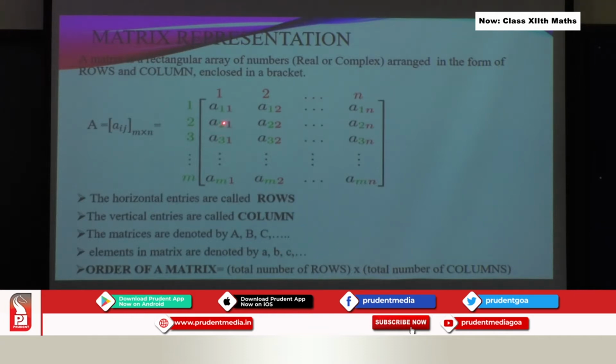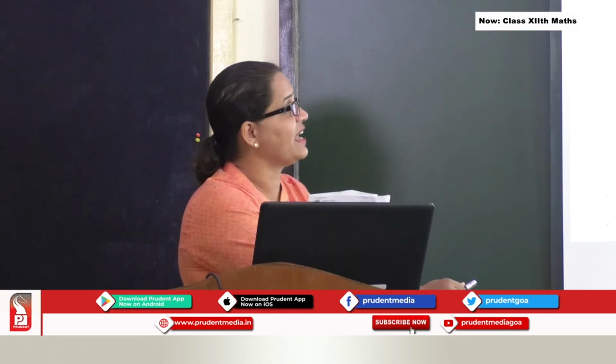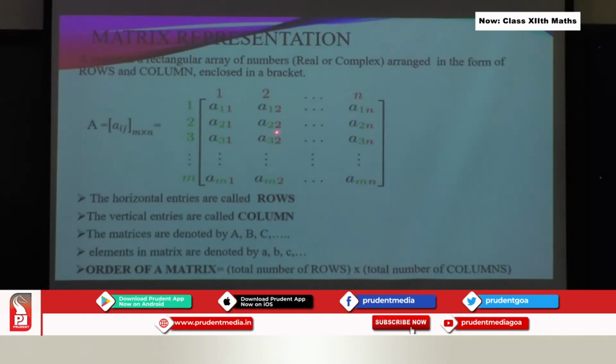Now what does this 2-1 signify? This 2-1 signifies it is the second row and first column. Similarly, when you go further, A22, what does it signify? It signifies it is the second row and second column. Similarly, we have all these entries, and these suffix numbers show the position of that particular entry.